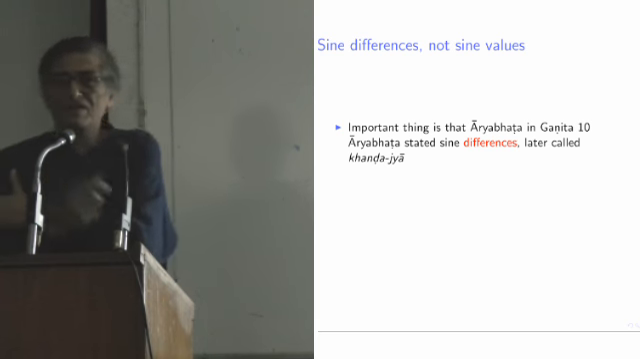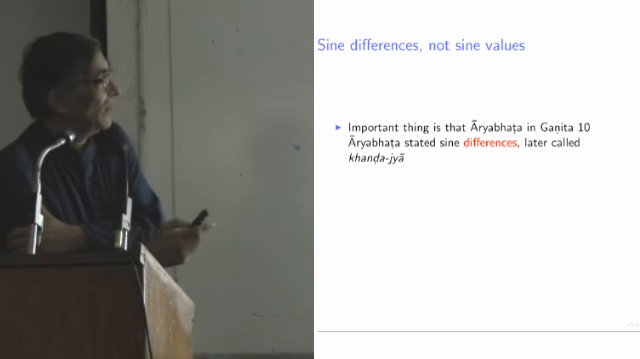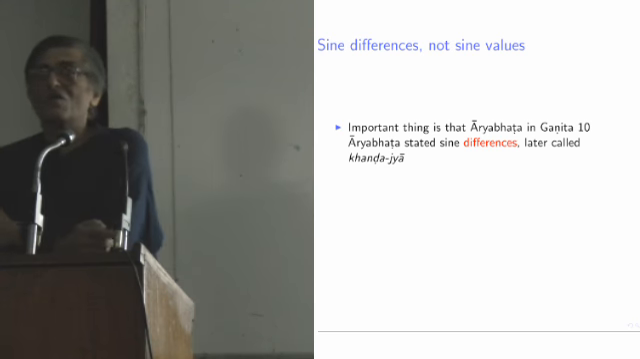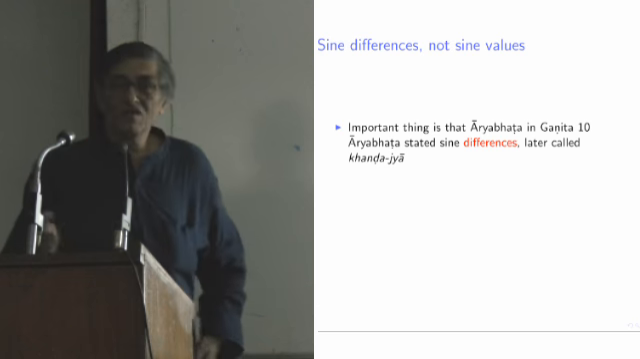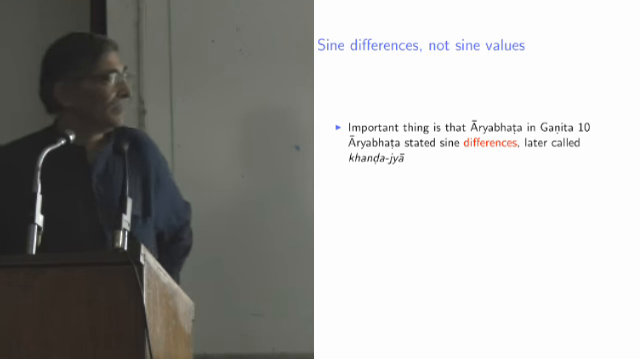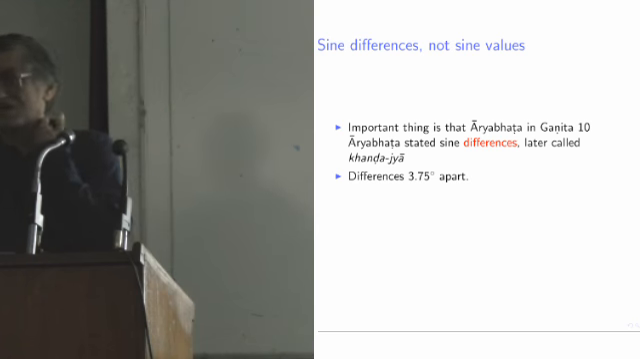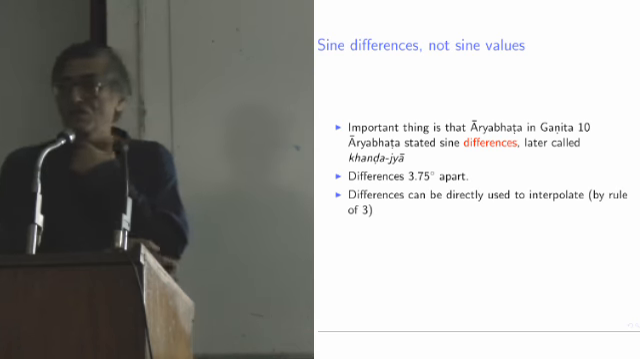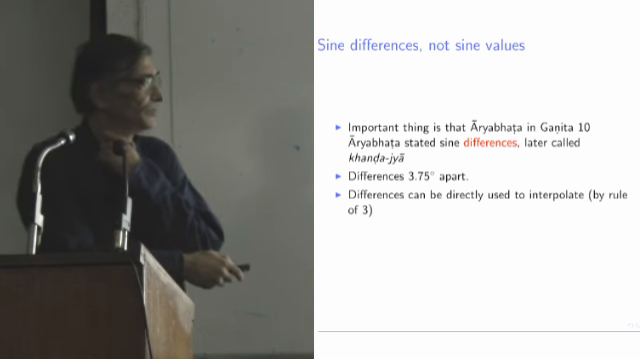Even when you come to the time of Edison or more recent times, I don't want to go into more recent times. So the important thing is that he stated only the sine differences, which are later called khandajas. And they can be directly used to interpolate and calculate any sine value. What we need is the difference, the rate of change. So this is an exercise I do in class, very easy, just linear interpolation.